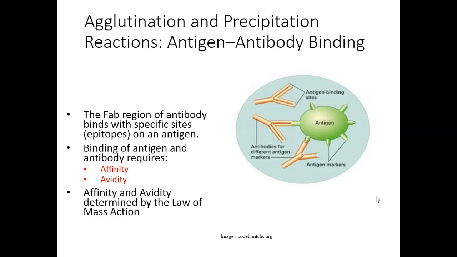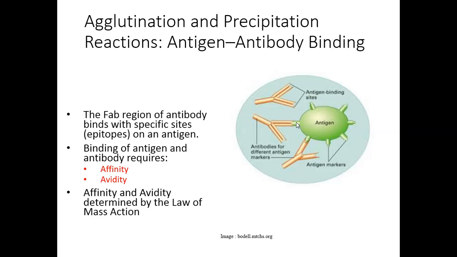The principles of agglutination and precipitation reactions are based on, again, the simple binding of antibody at the Fab site. So we know that this is the antigen binding site, right? We've talked about that. And we're going to bind this specific site to the antigen, the epitope on this pathogen or this antigen.